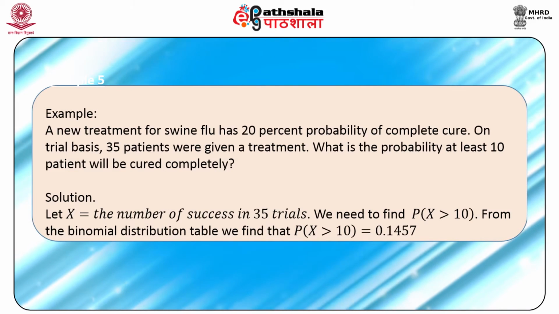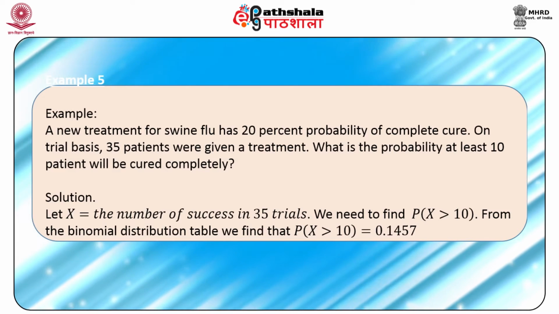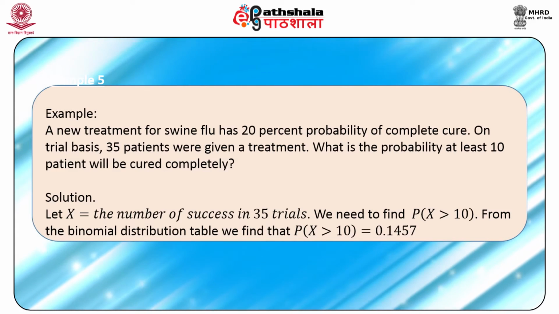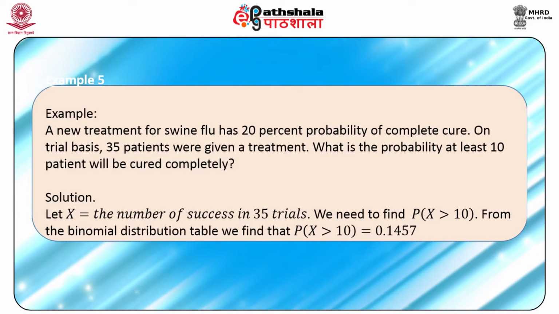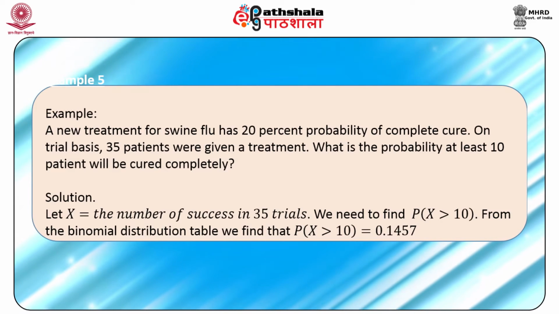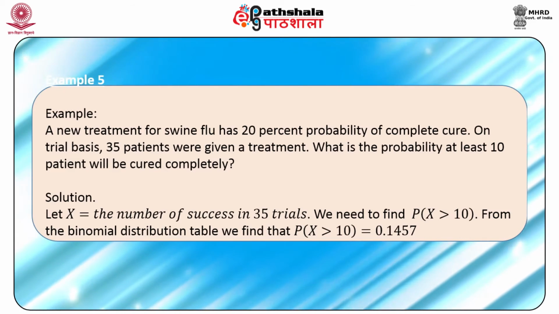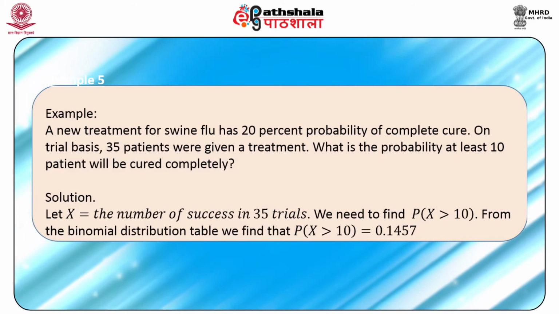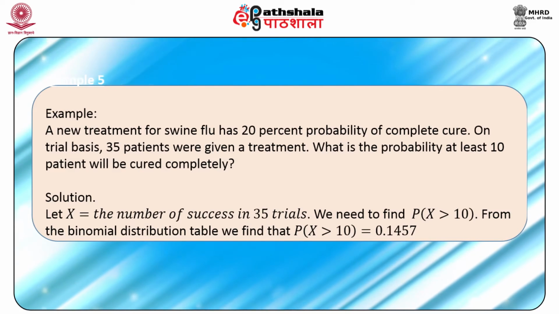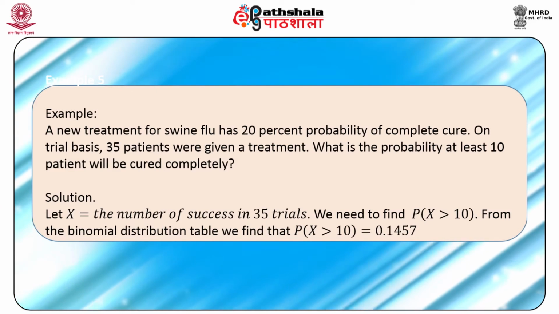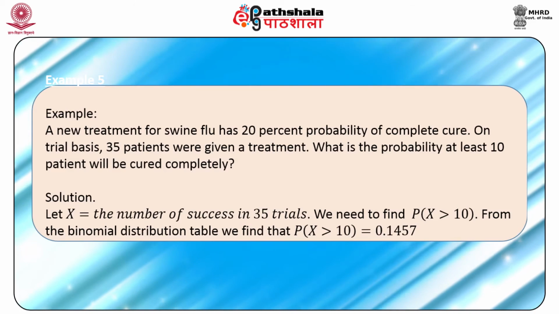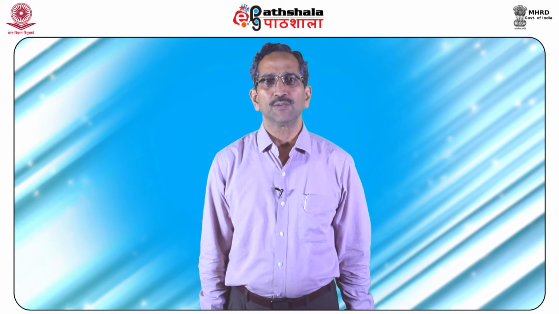A new treatment for swine flu has 20% probability of complete cure. On trial basis, 35 patients were given a treatment. What is the probability at least 10 patients will be cured completely? The solution is that let x is the number of successes in 35 trials. We need to find probability of x greater than or equal to 10. From the binomial distribution table, we find that probability of x greater than or equal to 10 is equal to 0.1457. So we can say that the probability at least 10 patients will be cured is equal to 0.1457.